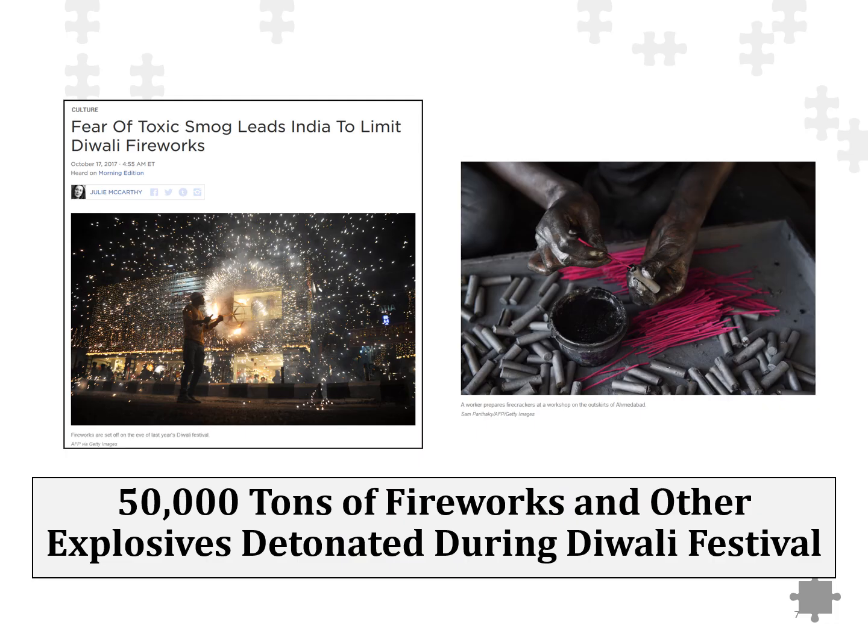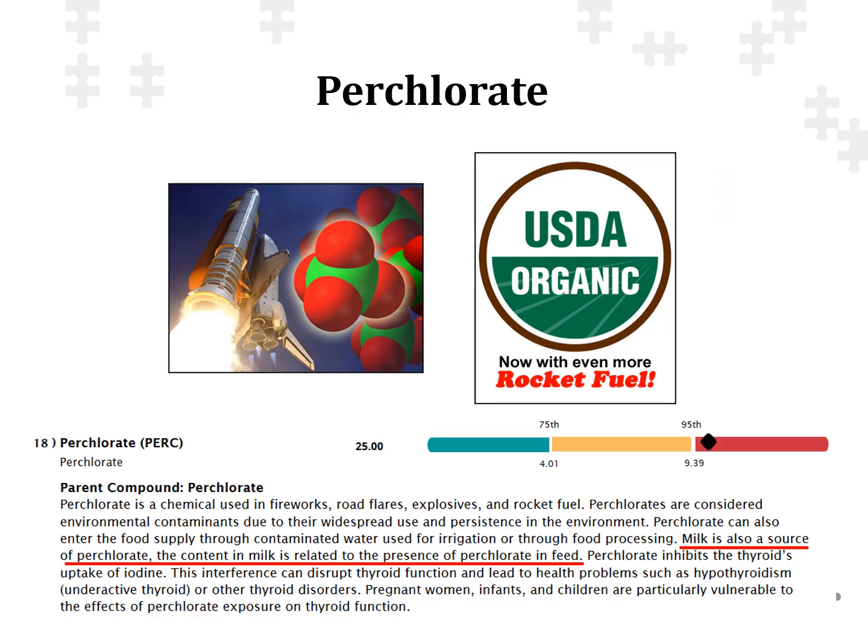And there's examples of widespread and large amounts of perchlorate exposure around the world. For example, in India every year they have something called the Diwali festival, where they shoot off tons of fireworks and other explosives during this festival. The problem is that fireworks is a source of perchlorate. It's also found in road flares, rocket fuel, and other explosives.